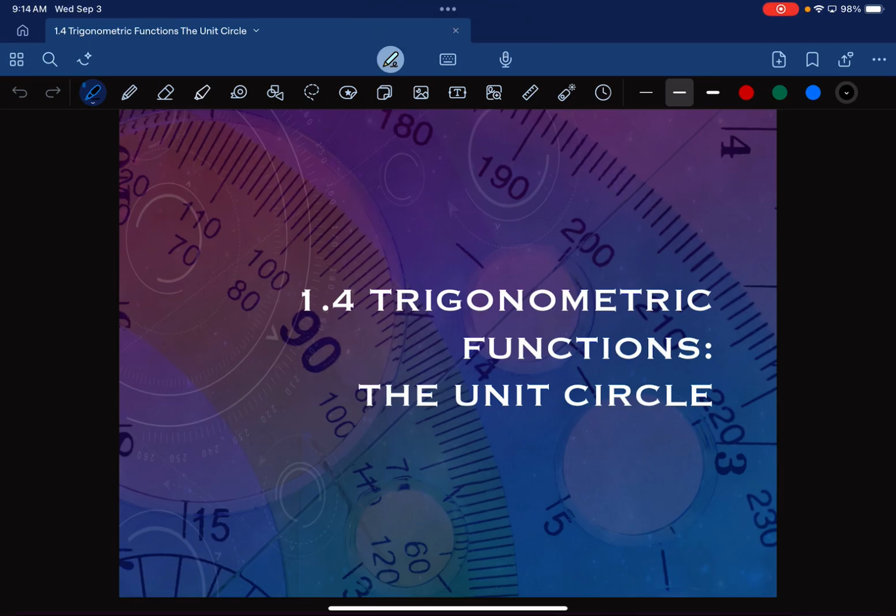All right, on the agenda today is section 1.4. We're going to be taking a look at trigonometric functions on the unit circle. And the unit circle is going to be our starting point to talk about, and then we'll expand to what it looks like to do trig on the unit circle.